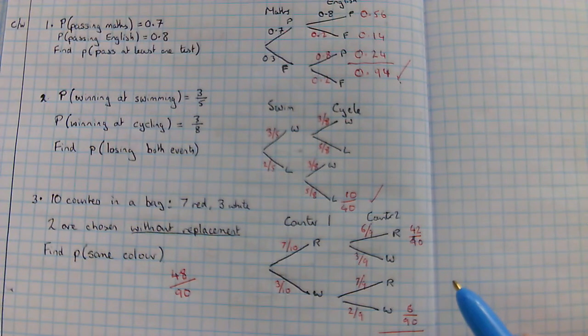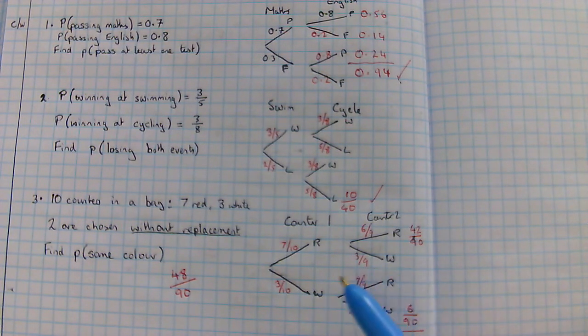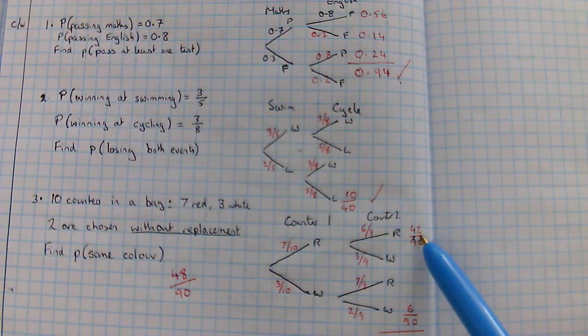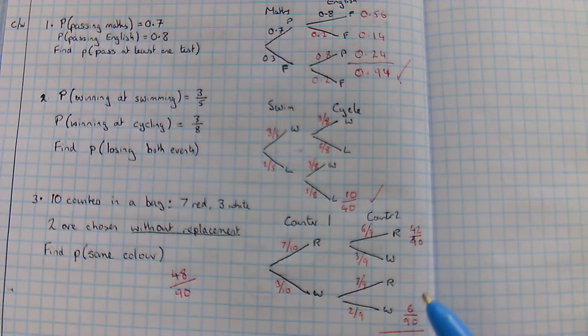Last question, which really is pushing into higher GCSE territory. You've got 7 out of 10 and 3 out of 10 for counter 1. If your first counter was red, that goes to 6 out of 9 and 3 out of 9. If your first counter was white, it goes to 7 out of 9 and 2 out of 9. Probability of red then is 42 out of 90. Probability of white is 6 out of 90. Adding them together gives you 48 out of 90.